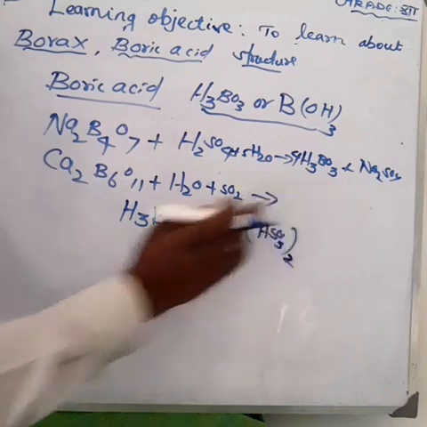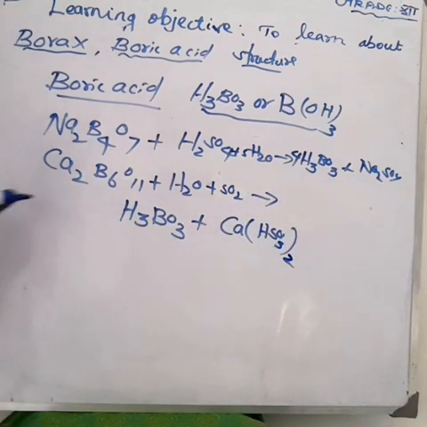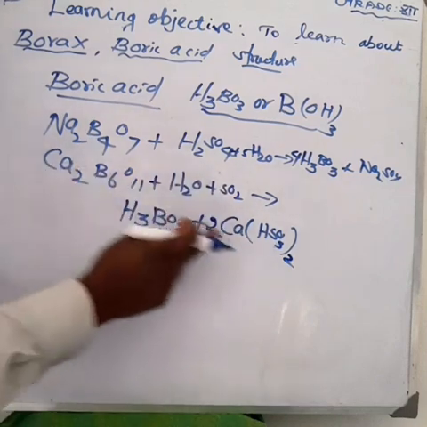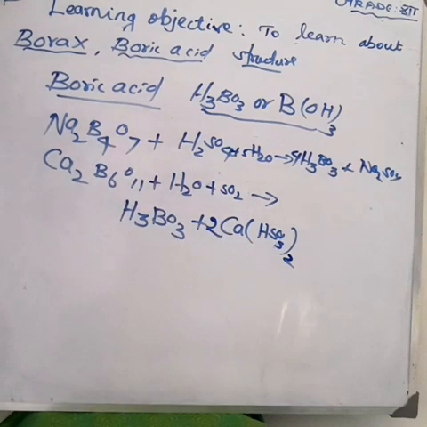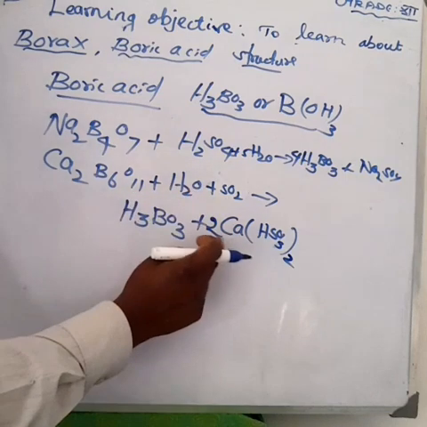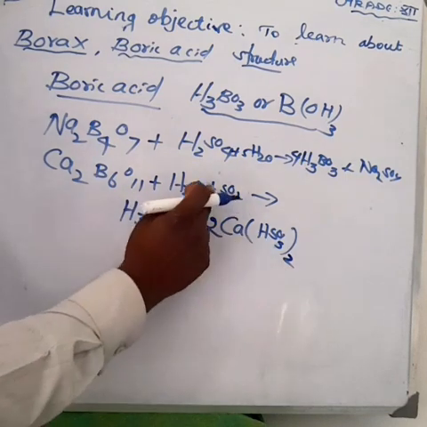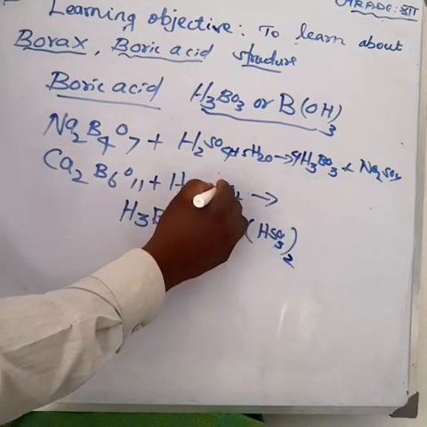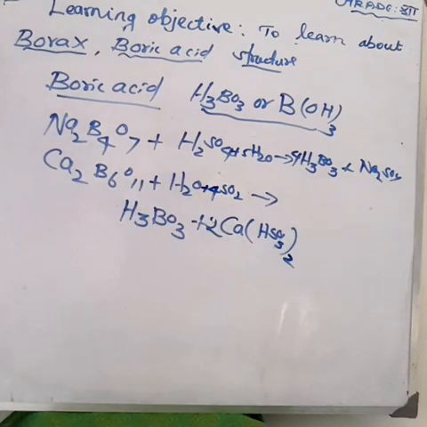My dear children, how much calcium is there here? 2 calcium. So make it 2 here. Now the calcium is balanced. Am I right? Here, what about the sulfur? Here, 2 into 2 is equal to 4. So make it 4 here. Am I right? So this is also balanced.